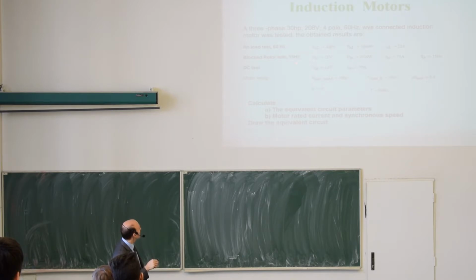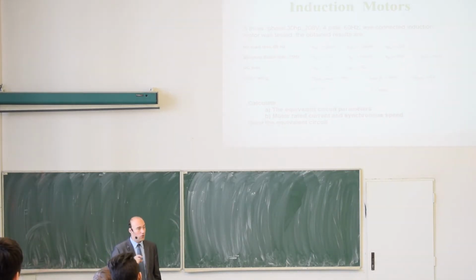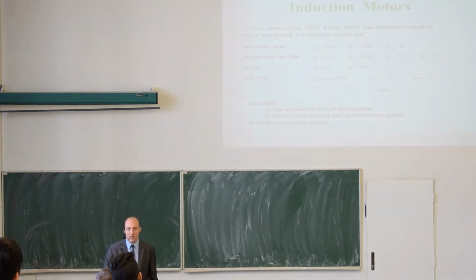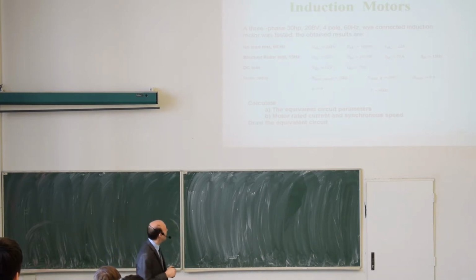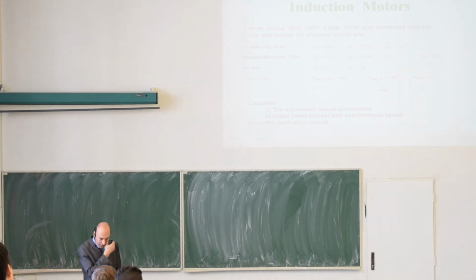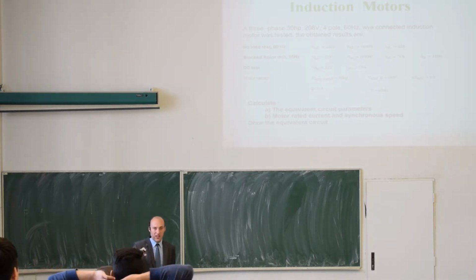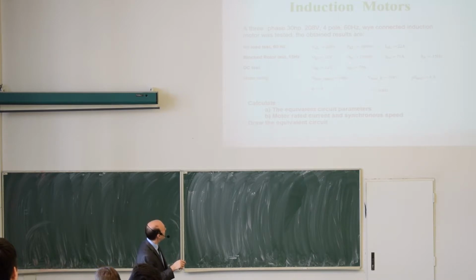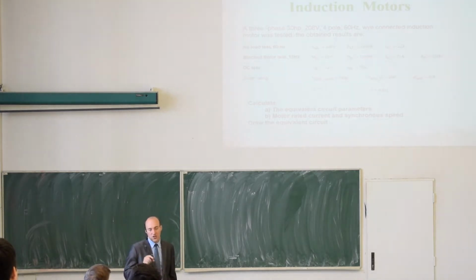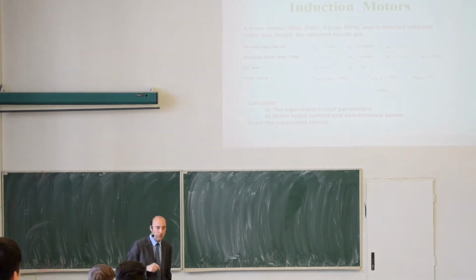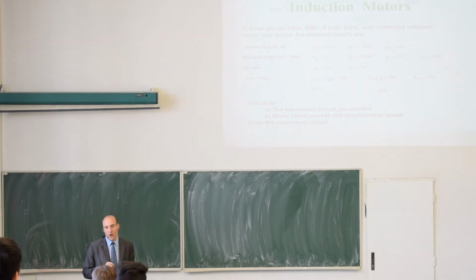The blocked rotor test was done for smaller voltage, so we can see 21 volts, so roughly about 10% of the three-phase voltage. And the power it was taking was 2.1 kilowatts, current 71 amperes. And the DC test is used to get the stator winding resistance. So when it was powered by 12 volts, the current was 75 amperes, and you can calculate the stator resistance from this. So it will be smaller than 1 ohm, definitely.